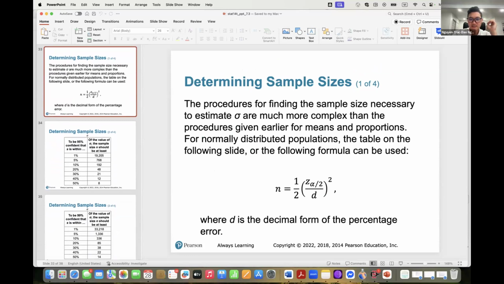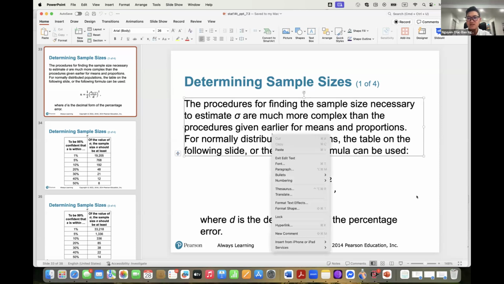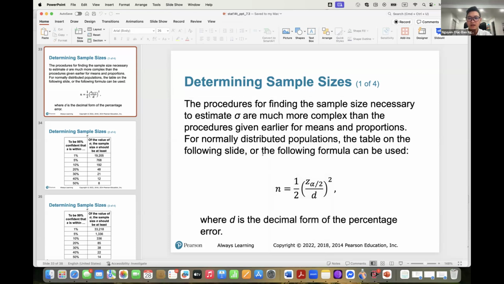So we can do the interpretation like this, and after that, I'm going to give you another formula for determining sample sizes. The procedures for finding the sample size necessary to estimate sigma are much more complex than the procedures given earlier for means and proportions, right? For a normally distributed population, the table on the following slides or the following formula can be used. This is the formula for the normally distributed population, where D is the decimal form of the percentage error.